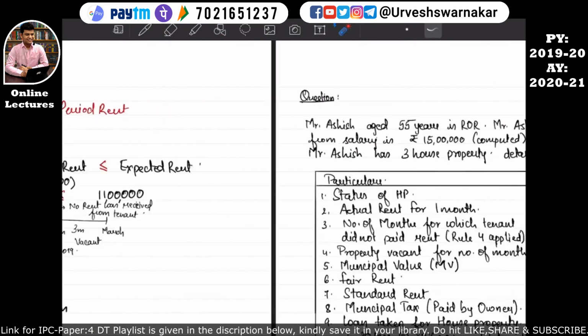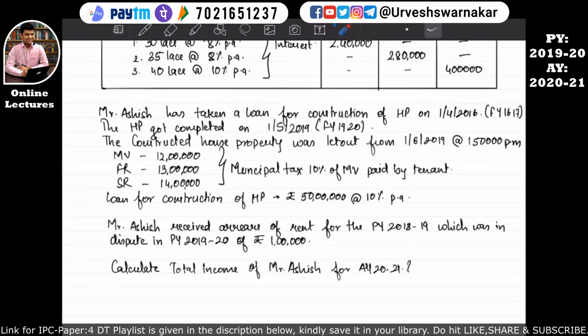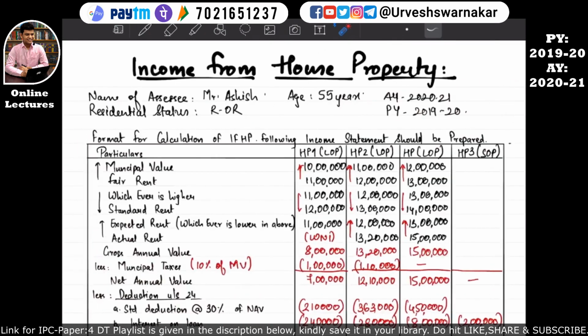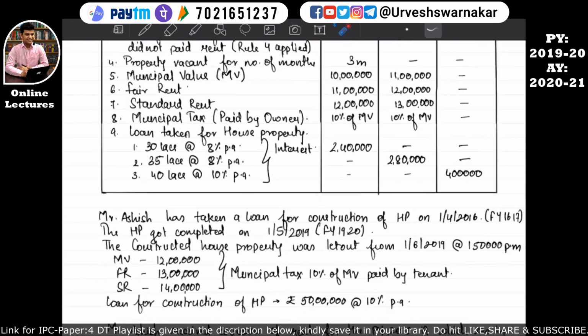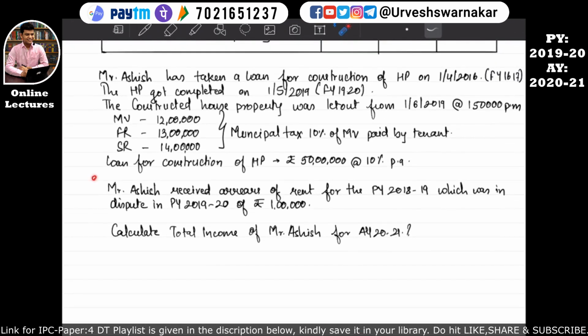But we have skipped one part that we have to consider. So we have calculated the total income from the house property, but we have not considered one thing that we had to consider. So which was that one thing? This part, as I told you, says that Mr. Ashish received arrears of rent for the previous year 18-19, which was in dispute, in the previous year 19-20 of rupees 1 lakh. So that means Mr. Ashish received arrears in the previous year 19-20 of rupees 1 lakh, and this arrears was for the previous year 18-19.